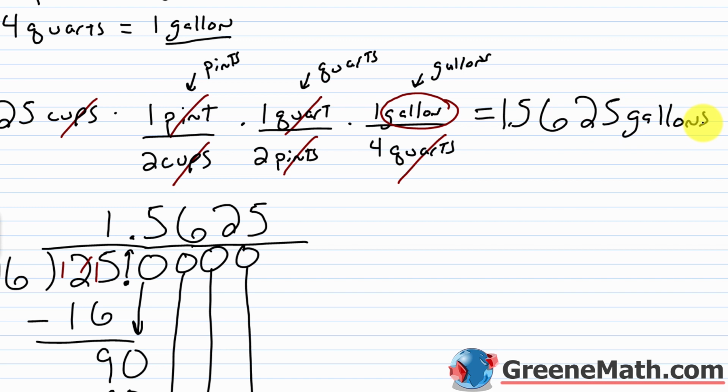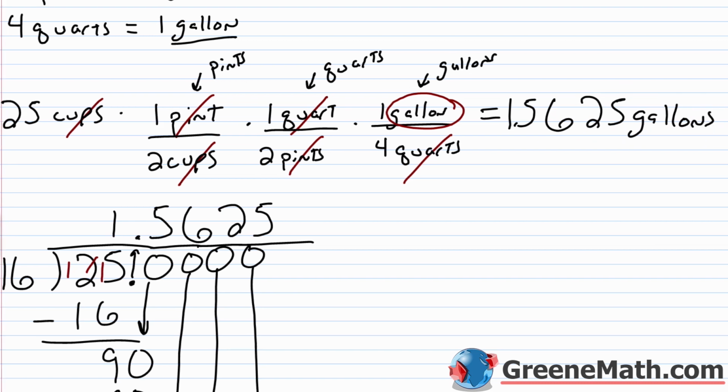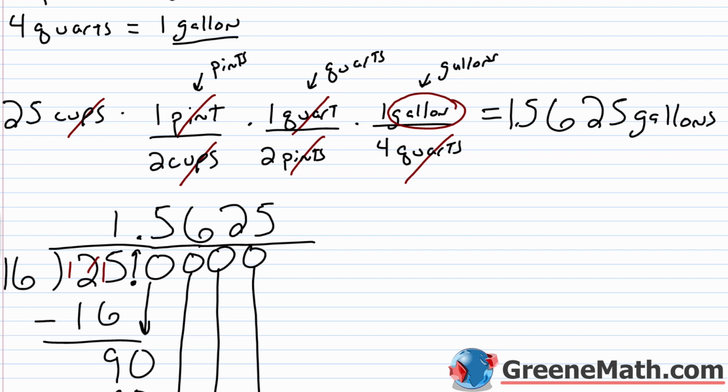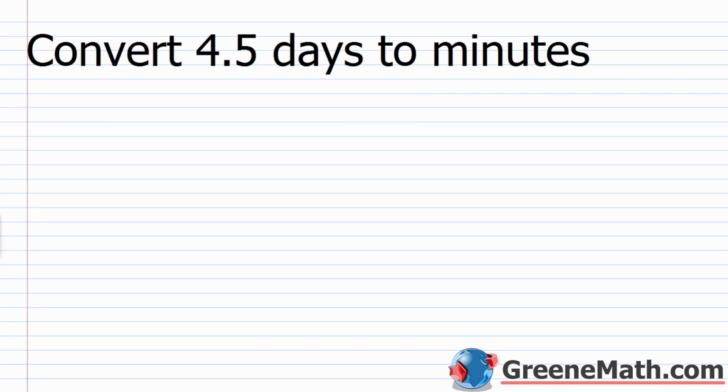And it really is just that simple. We started out with, let me see if I can fit all this on the screen, 25 cups way over here, and then we went through and we converted basically one at a time, but in one shot, right? We converted to pints, then we took pints and converted to quarts, then we took quarts and converted to gallons, and then we ended up with our answer, which was, again, 1.5625 gallons.